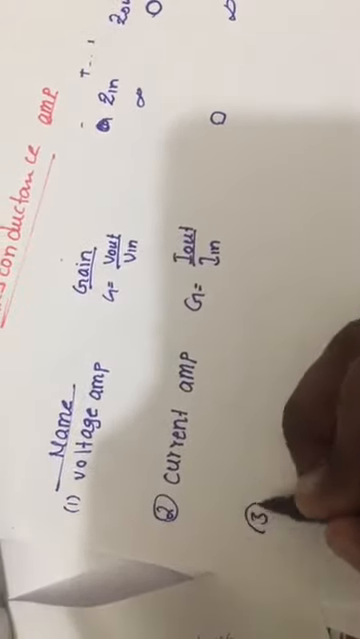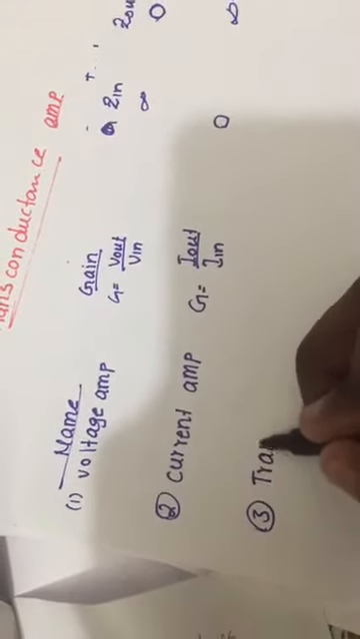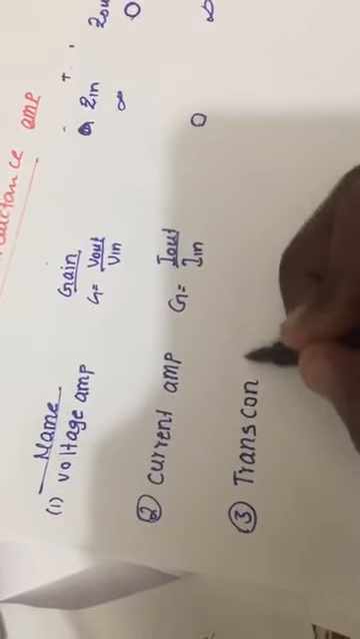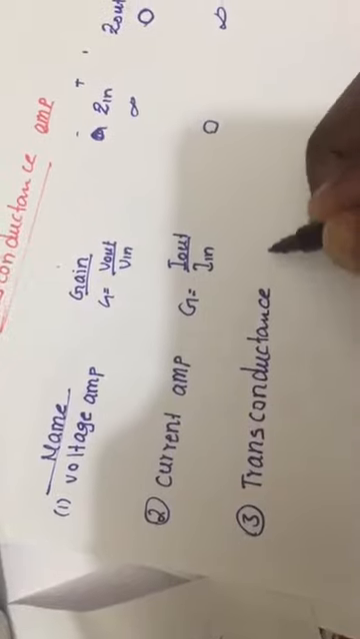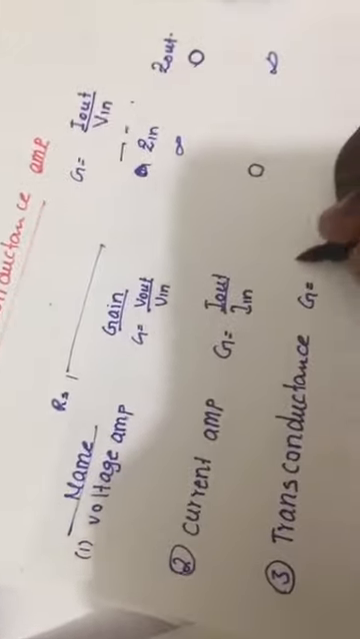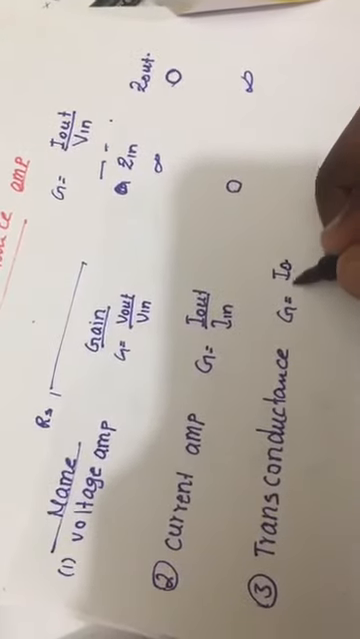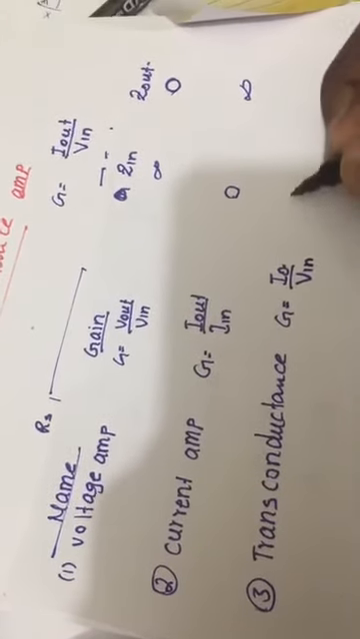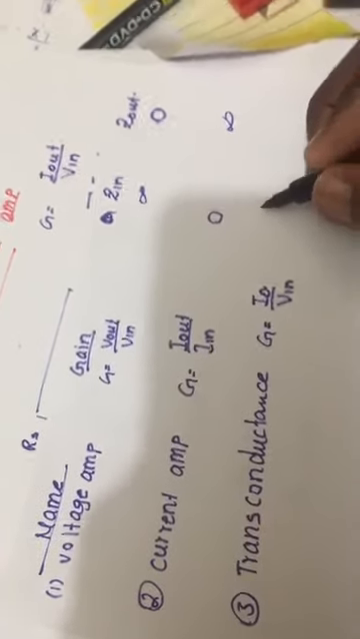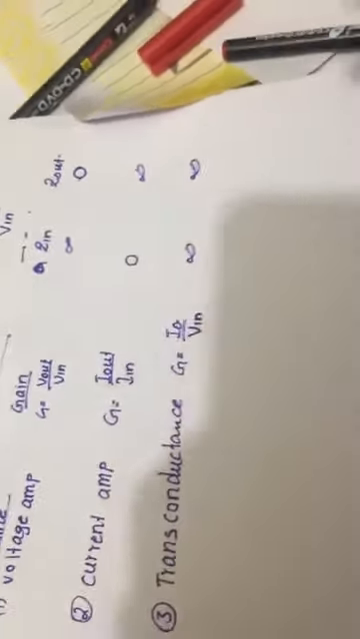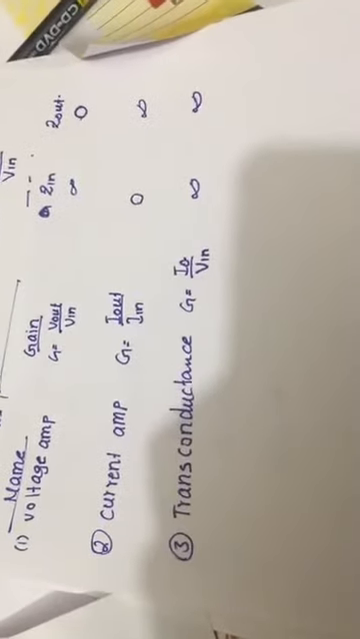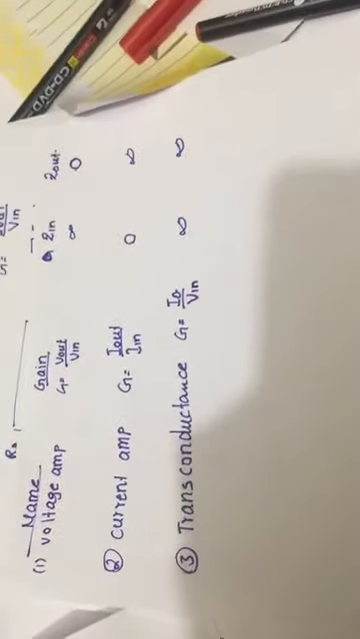So if we fill in our third point, it will be transconductance. Our gain is equal to I output by voltage input. Our Z input should be infinite and Z output should be infinite. So this is our third topic. Then we will do the fourth topic in the next lecture. Thank you so much.